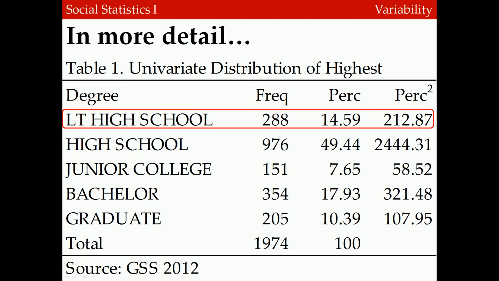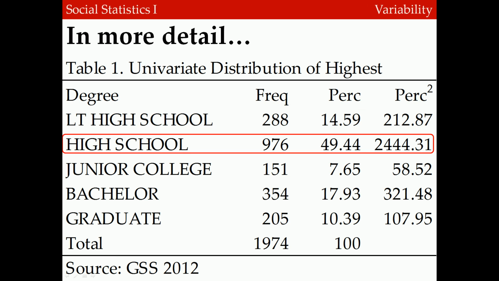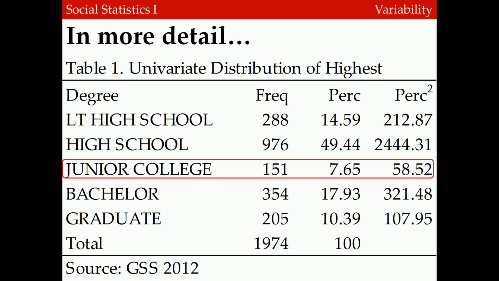So, in a little bit more detail, let's look at the first category, less than high school. Notice that people who have a less than high school education make up 14.59% of the distribution. When we square 14.59, we get a value of 212.87. The next category, high school, makes up 49.44% of the distribution, and when we square that value, we get 2,444.31. Junior college makes up 7.65% of the distribution, and when we square that value, we get 58.52. So we do this for every category. We take each of the percentages and square them until we run out of categories.